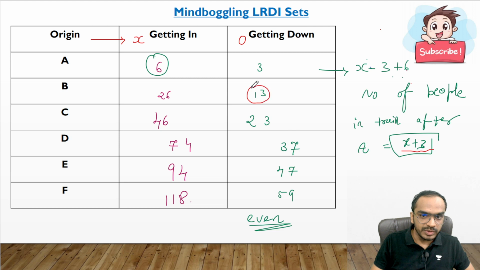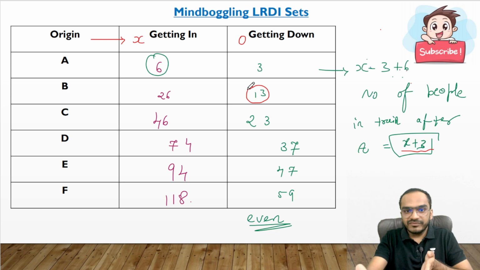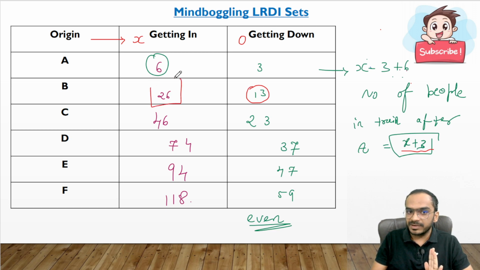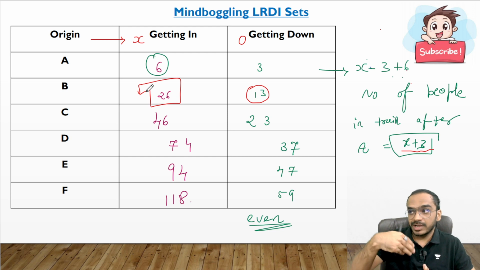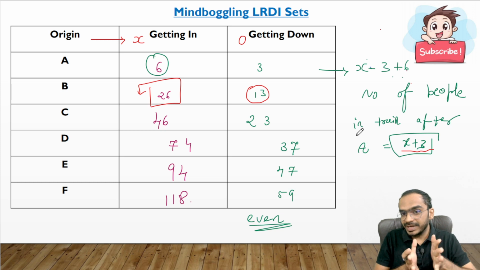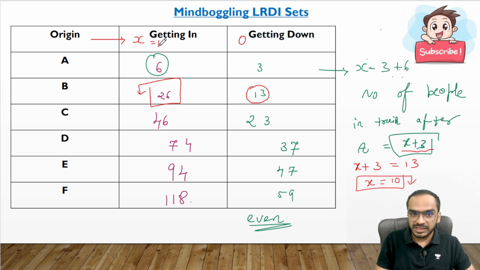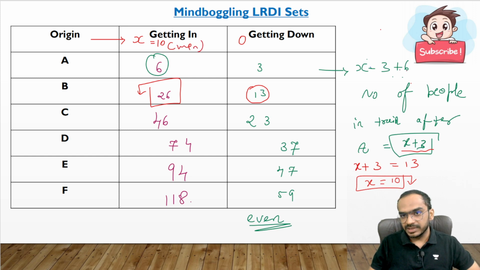So 13 people get down at B, right? First people will get down, then people will get in. So these 26 people will get in after the people got down. So 13 people have to get down, which means there must be a minimum of 13 people in the train already. So x plus 3 should be at minimum 13, so x is equal to 10. The minimum number of people at the originating station should be 10. Are we clear with this?